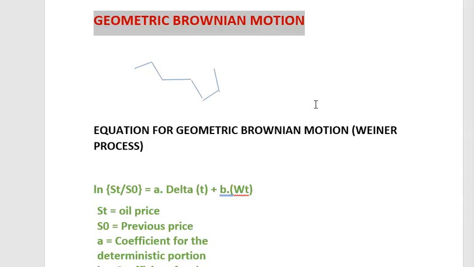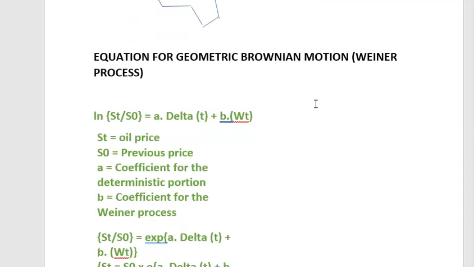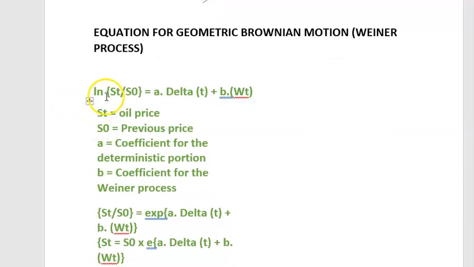A person named Wiener, a very famous mathematician, came up with an equation that has a deterministic part and a random part. And this is the equation: the log natural of ST over S0 equals A times delta t, which is the deterministic part, plus B times Wt, the Wiener process, which we will talk about. ST is the oil price in this case, S0 is the previous price, the month before, and A is the coefficient for the deterministic portion.